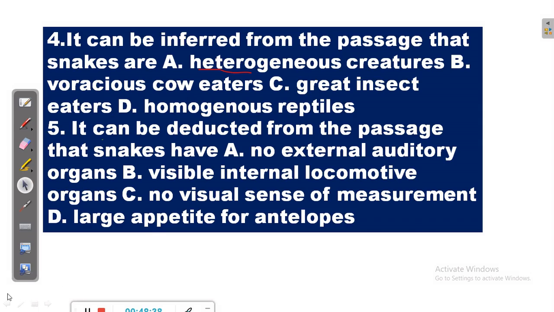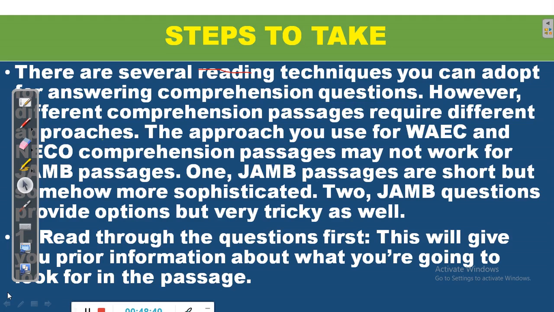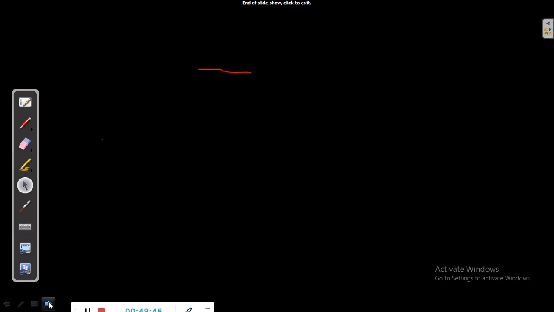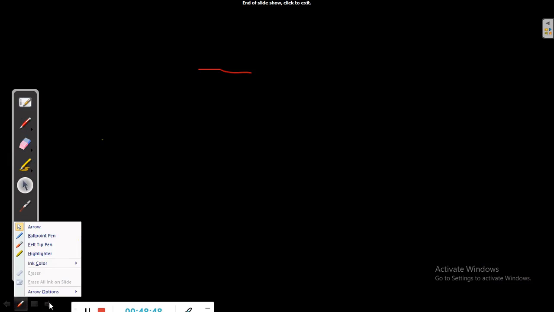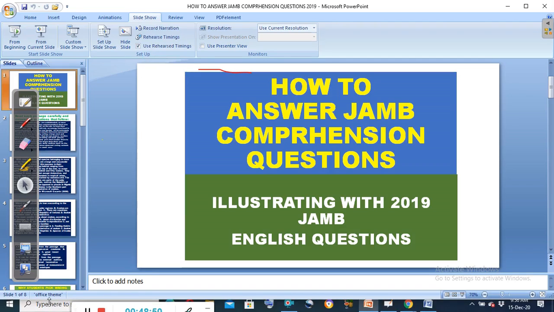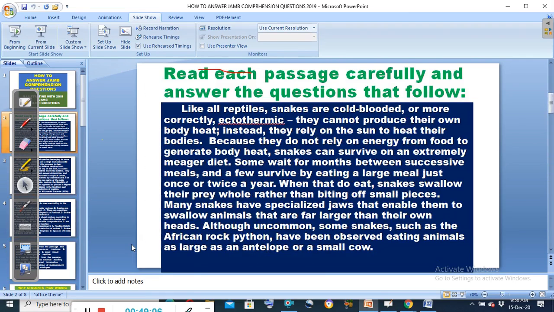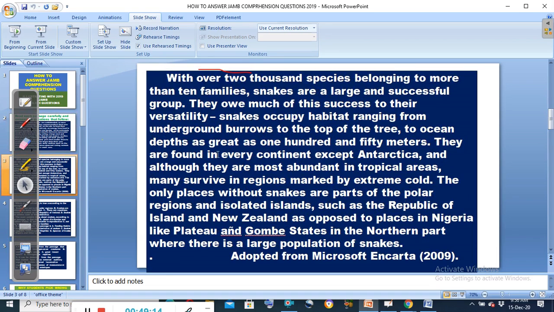Don't forget that we always have to do this, although some of the questions that we need to infer, that means that we need to really figure out from the various information in the passage, may not necessarily give us the answer directly. All right. So let's go back to the passage. Go back to the second one.